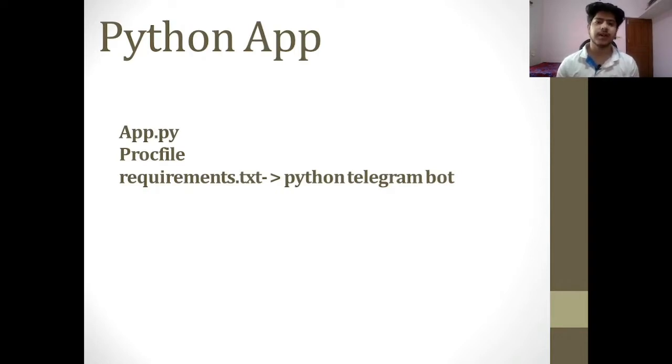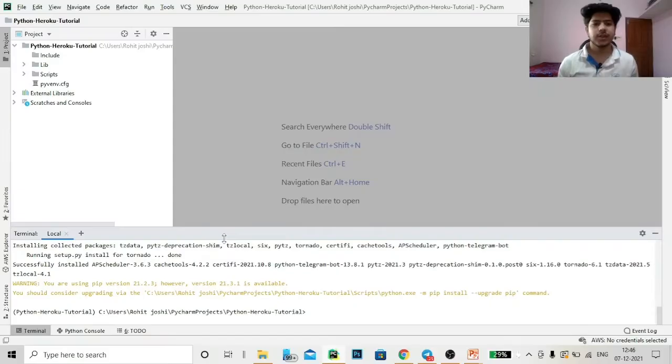The second one is the Procfile. The Procfile is a file which contains the command which needs to run on startup. When you deploy your application, after deploying there should be a command to start your application. In your Procfile, you declare that command, and we will see how to do this. The third one is requirements.txt. It's a text file which contains all the libraries with their versions. So how to create the Procfile and requirements.txt, we will cover this.